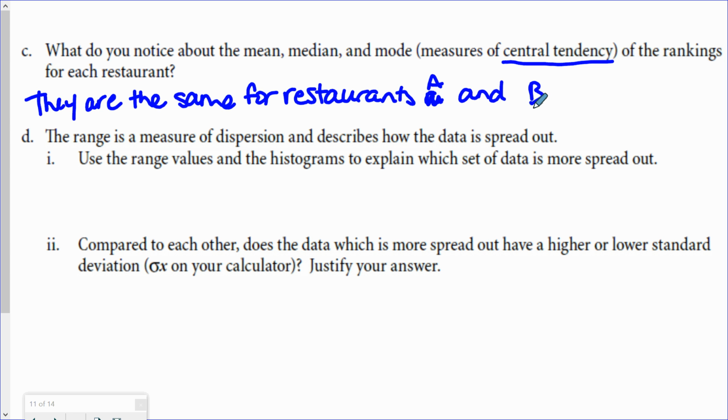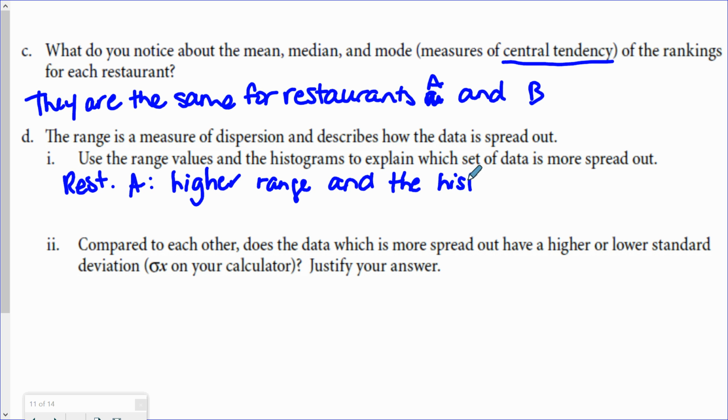So the next part says the range is a measure of dispersion and describes how the data is spread out. So use the range values in the histograms to explain which set of data is more spread out. And so again, restaurant A, if you look on it, has a higher range, and the histogram, that's that bar graph there, looks more spread out.